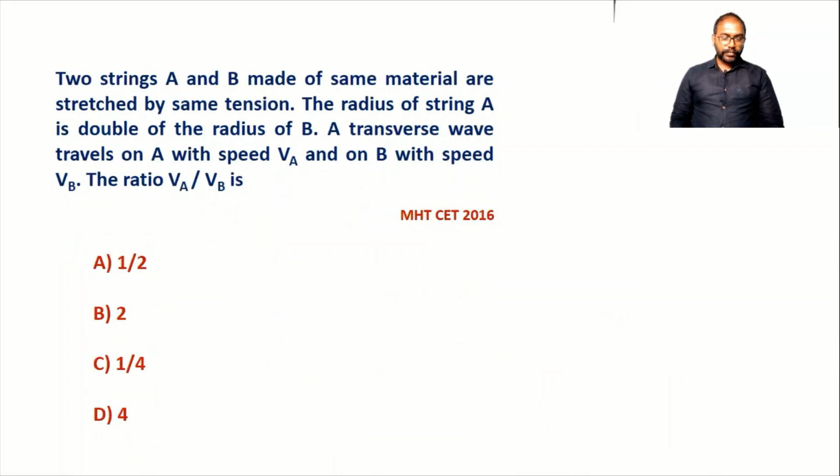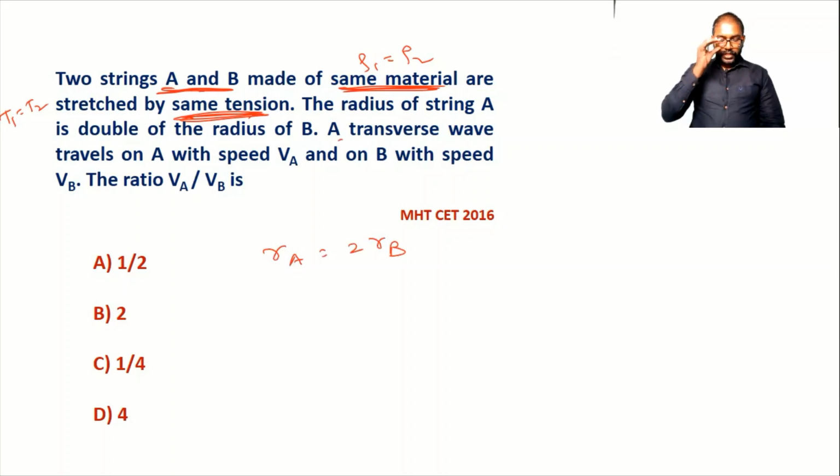The next one. Two strings A and B made up of the same material. Same material means the same density. Are stretched by the same tension. Same tension means tension T1 is equal to T2. The radius of string A is double the radius of B. A transverse wave travels on A with the speed VA and on B with the speed VB. So VA divided by VB.